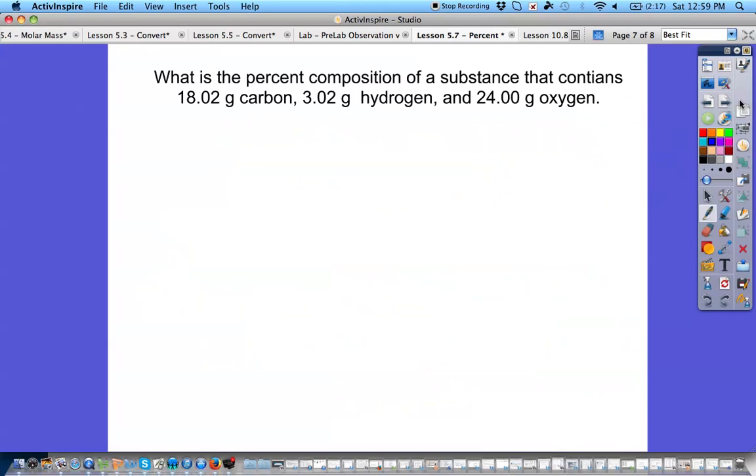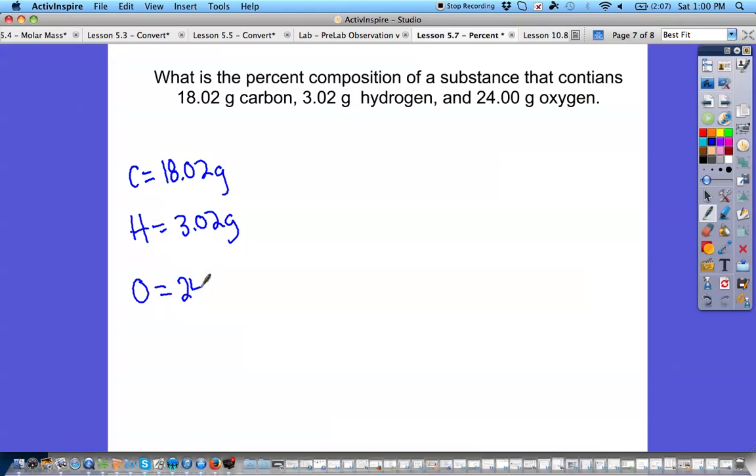One last example here. This one says, what is the percent composition of a substance that contains 18.02 grams of carbon, 3.02 grams of hydrogen, and 24 grams of oxygen? So instead of being given a formula and having to calculate the individual masses, we're just starting with our individual masses. We're going to add all of these together to get our total mass, which is 45.04 grams. Divide each by the total mass.